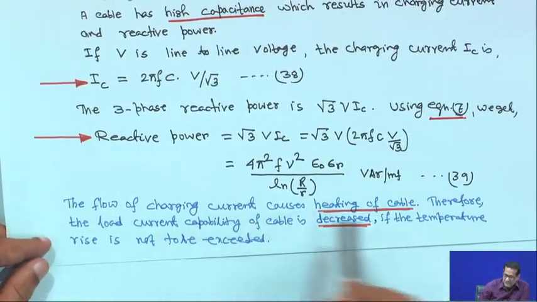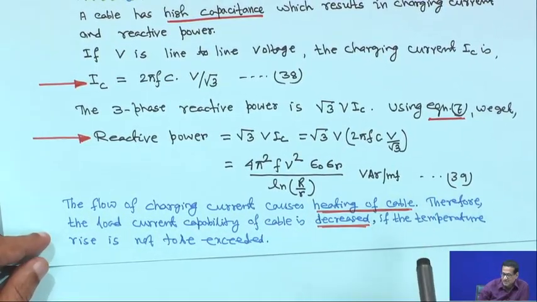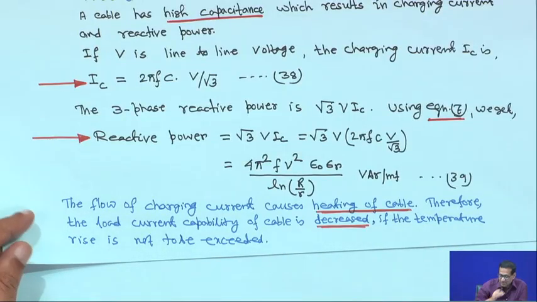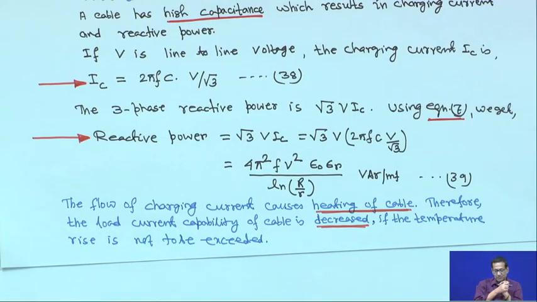The flow of charging current causes heating of cable, that is very simple. Therefore, the load current capability of cable is decreased if the temperature rise is not to be exceeded. That means, if you want that the cable temperature should not exceed, for example, 70 degree or 75 degree Celsius, then the load current carrying capability of the cable will decrease, because if you increase the load current, the temperature rise will be there in the cable, and if you do not want that, you have to restrict it.